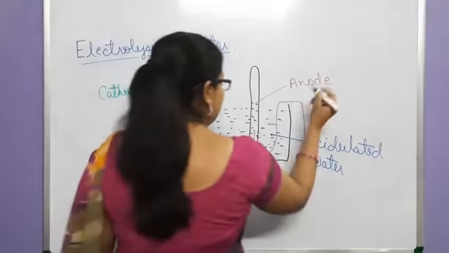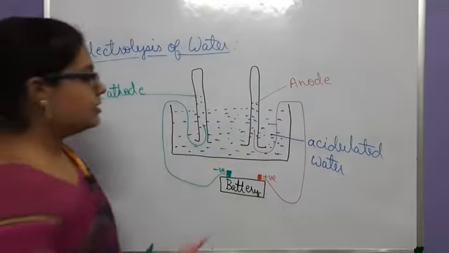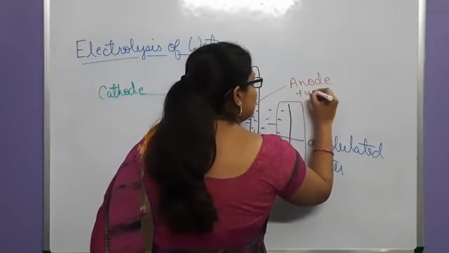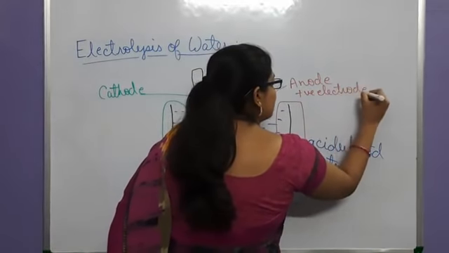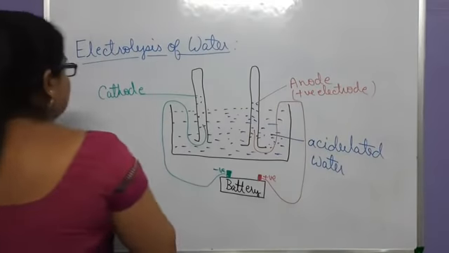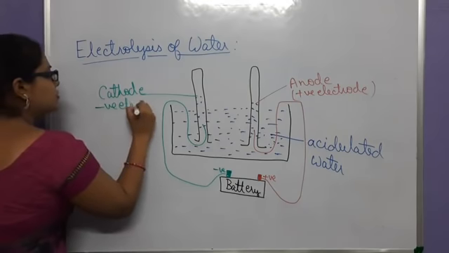So this anode will be the positive electrode, and this cathode will be the negative electrode.